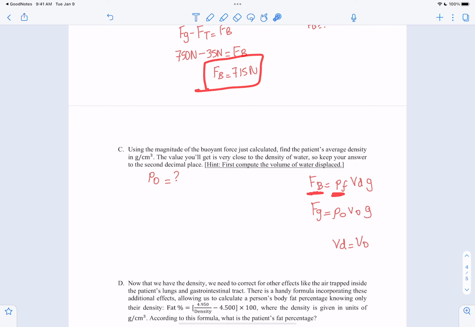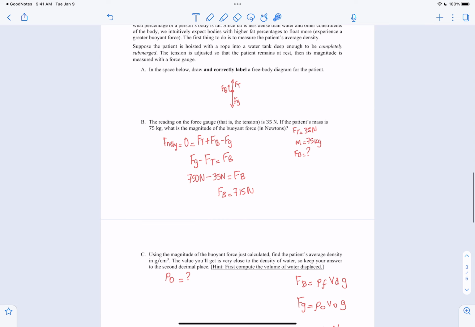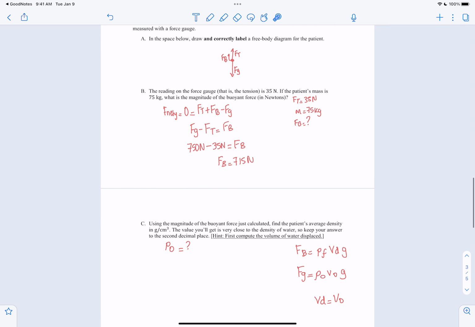We know that the density of the fluid is 1,000 kilograms per meter cubed, that gravity is 10 meters per second squared. Then we can figure out the volume of the fluid displaced, and we know that the volume of fluid displaced is equal to the volume of the object because it's fully submerged. Once we figure out the volume of the object, then in order to figure out the average density, we can use this equation here to figure out the density of the object. Does that make sense?